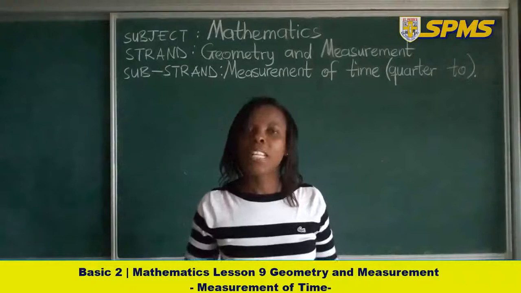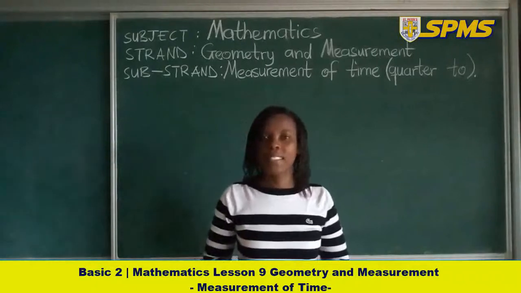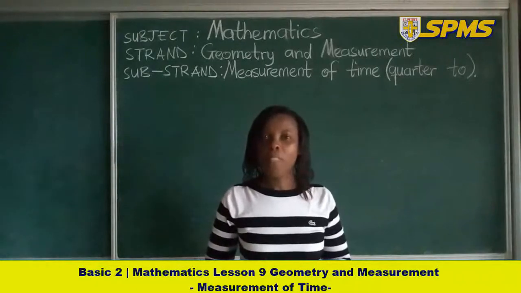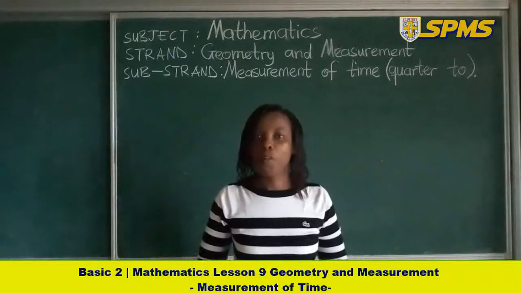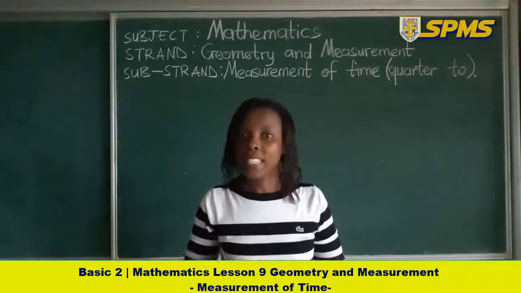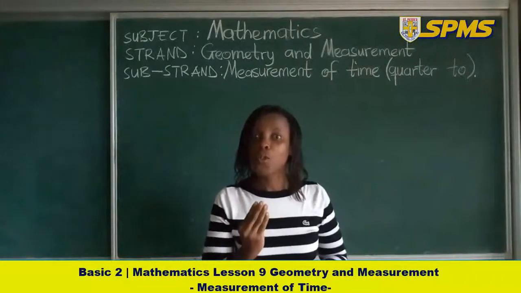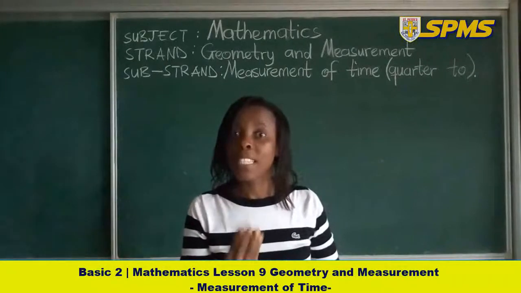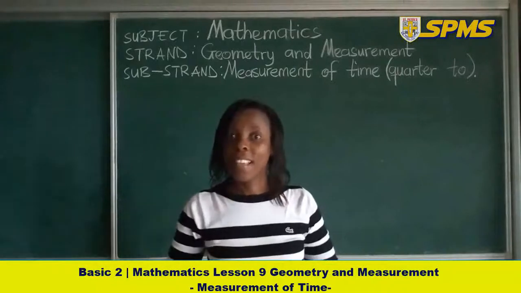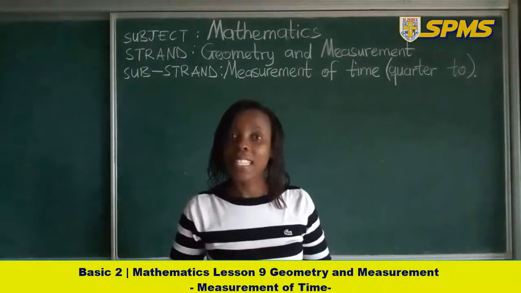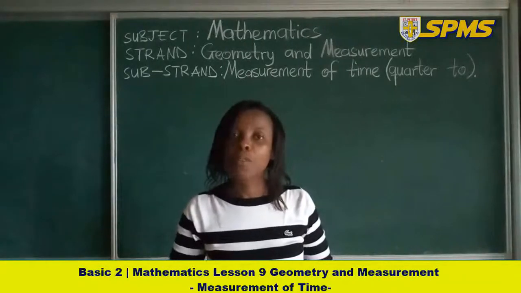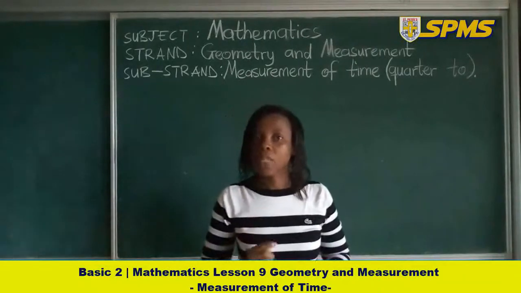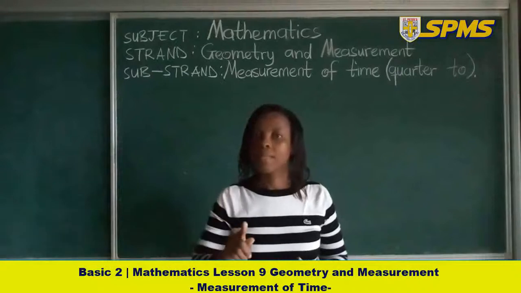And how do we tell the time by half past? Where will the minute hand be? The minute hand will move from 12 to 6, because 2 of 15 minutes will give us 30. The 30 minutes will give us half past. So when the minute hand moves from 12 to 6, we said it is half past.